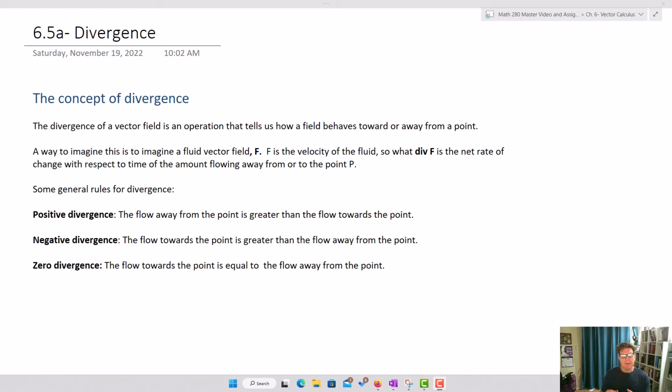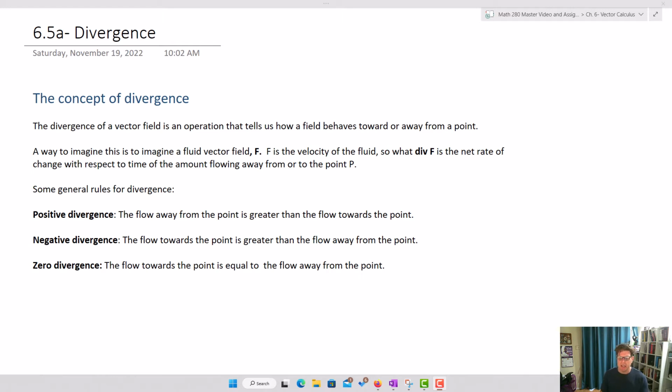The concept of divergence is that it's essentially an operation that tells us how a field behaves towards or away from a point. A way to imagine this is a fluid vector field, F, where F is the velocity of the fluid. So div F is the net rate of change with respect to time of the amount flowing away from or to the point P.